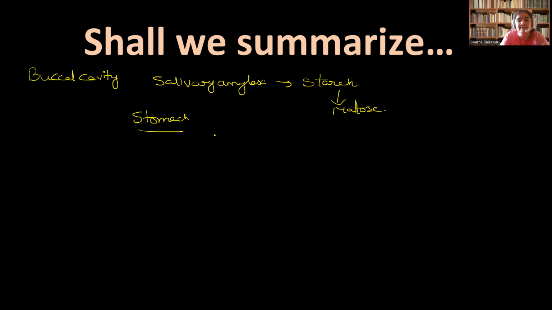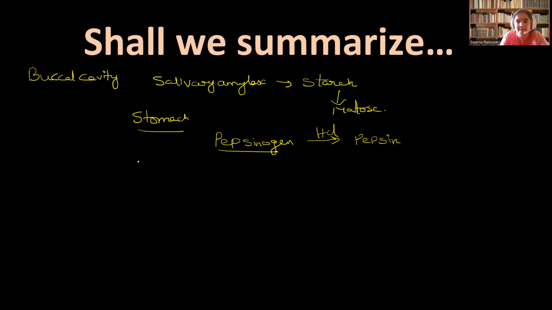So mainly in the stomach, we will come across pepsinogen. We know pepsinogen is an inactive enzyme which is released by the peptic cells of the gastric gland. Yes, but this pepsinogen is an inactive enzyme. It has to get activated. It will be activated into active pepsin with the help of HCl. We know that HCl is released by the oxyntic cells. So this HCl is activating pepsinogen into pepsin.